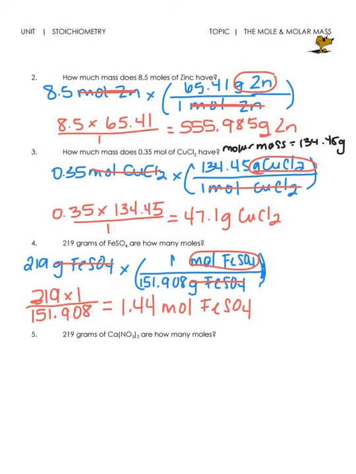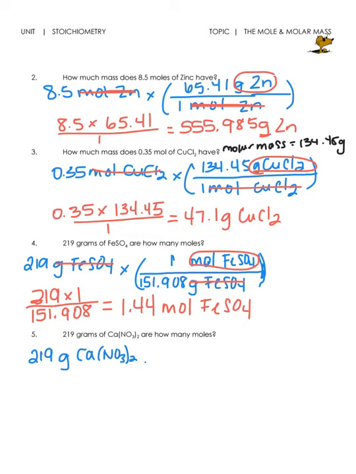So next, the last practice application is going to be number 5, which says 219 grams of calcium nitrate are how many moles? So let's write our given: 219 grams of calcium nitrate. This is the same amount of grams as problem number 4, but it's a different compound. So that's why it's really important to always indicate which compound or which element you're doing these problems about.